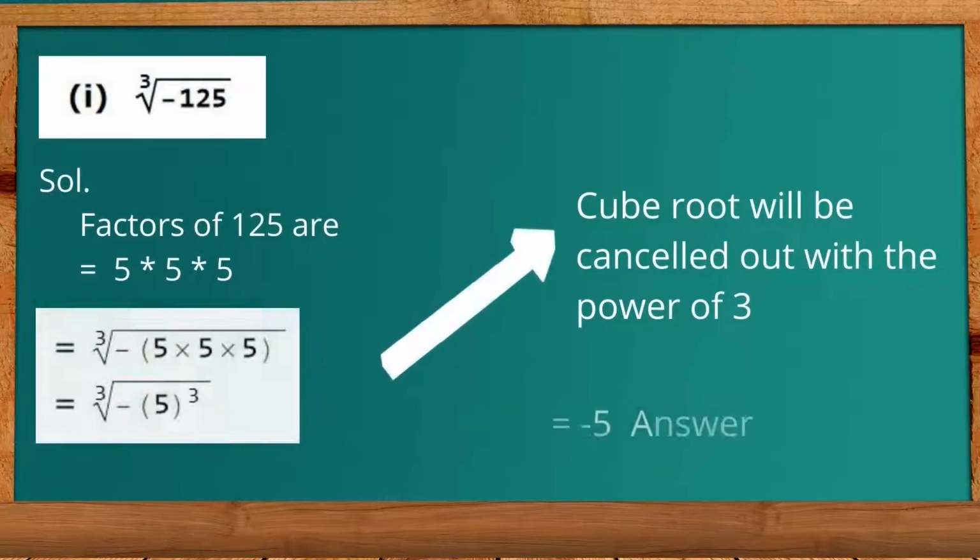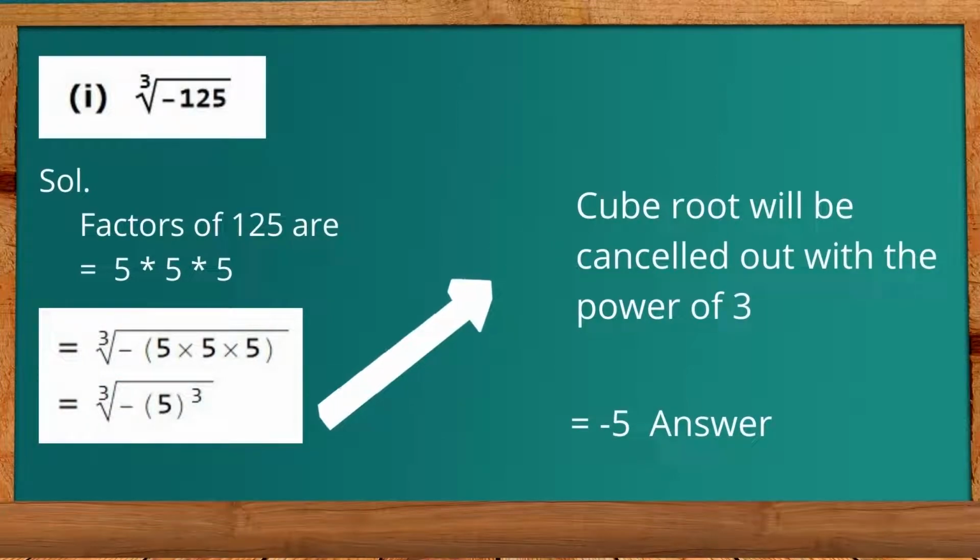Now question number 1 is the cube root of minus 125. To simplify this radical expression, first we will take the factors of 125. Factors of 125 are 5 times 5 times 5. Then we place these factors inside the cube root in place of 125. Because all factors are the same, we can write them in exponential form, that is 5 to the power 3 inside the cube root. Now the cube root will cancel out with the power of 5, that is 3. Now the answer would be minus 5.